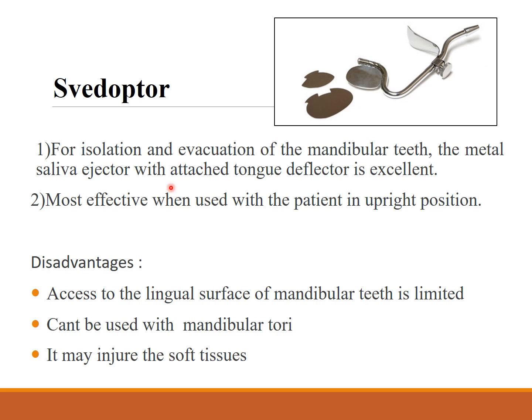A slave ejector is for isolation and evacuation of mandibular teeth, as you can see in the photo. The metal ejector with attached tongue deflector is excellent. It's most effective when used in the patient with the upright position. Disadvantage is that access to the lingual surface of the mandibular teeth is limited. It can't be used with mandibular tori, and it may injure soft tissues.